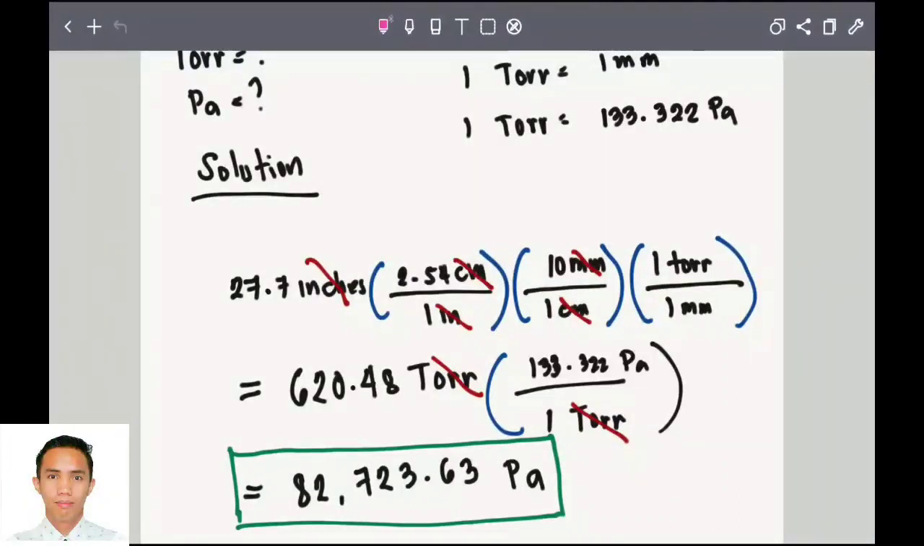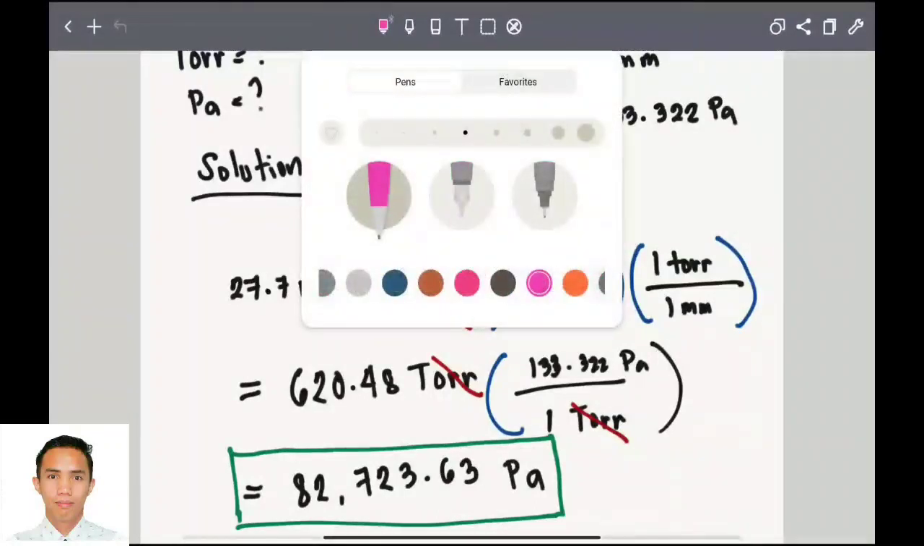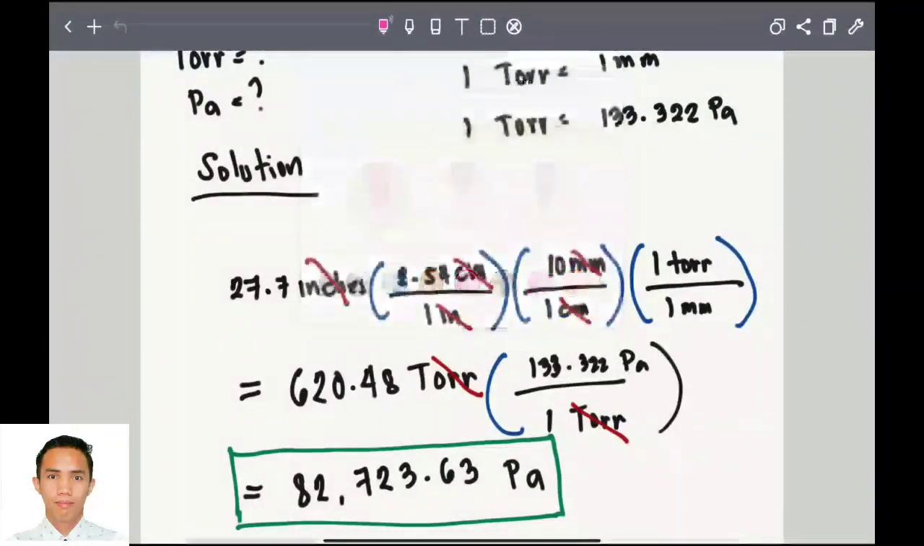27.7 inches. Then multiply by 2.54 cm, which is equivalent to 1 inch, multiply by 10 millimeter, which is equivalent to 1 cm, then multiply by 1 torr, which is equivalent to 1 millimeter. Then we're going to cancel the inches, cancel the cm, cancel the millimeter, and the remaining is torr.